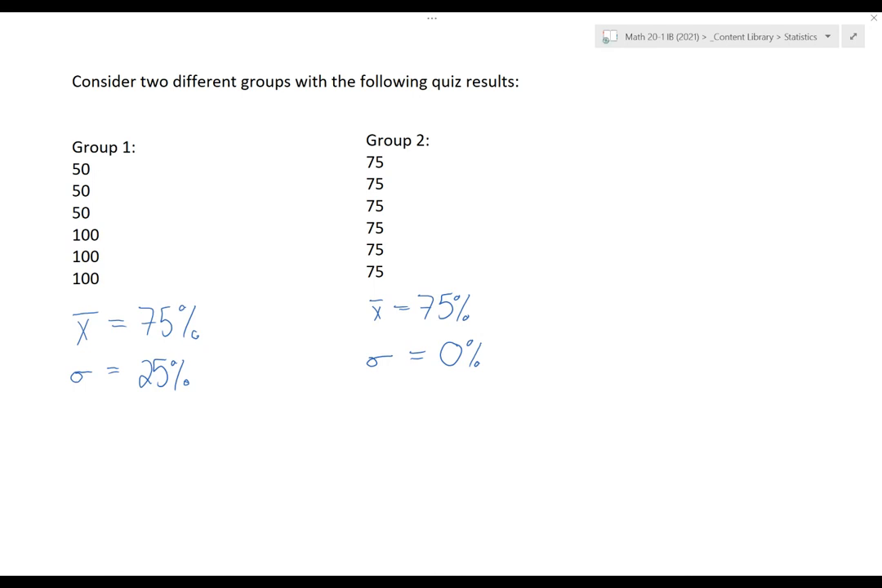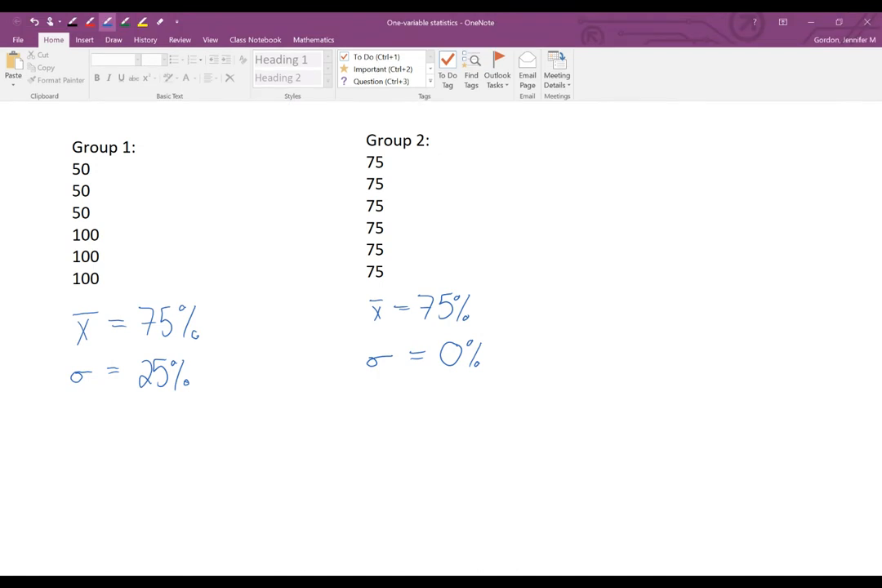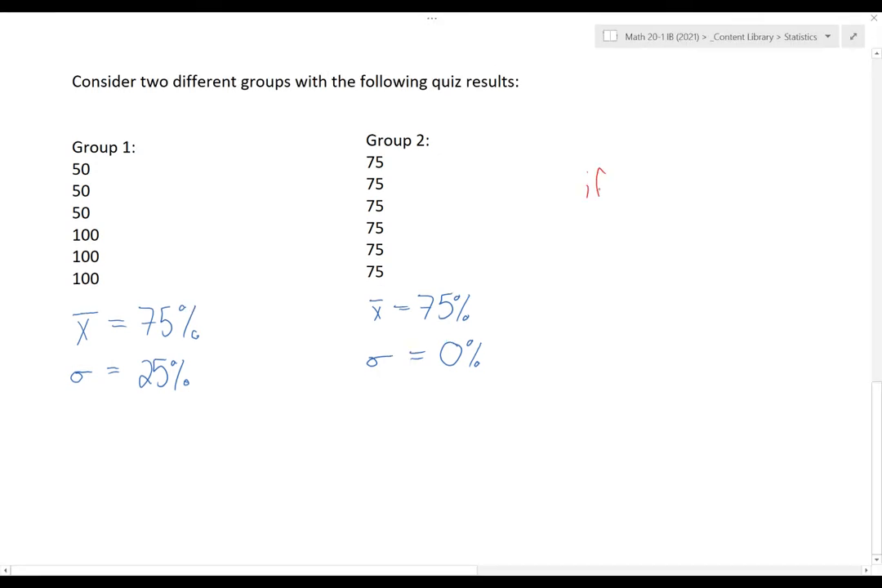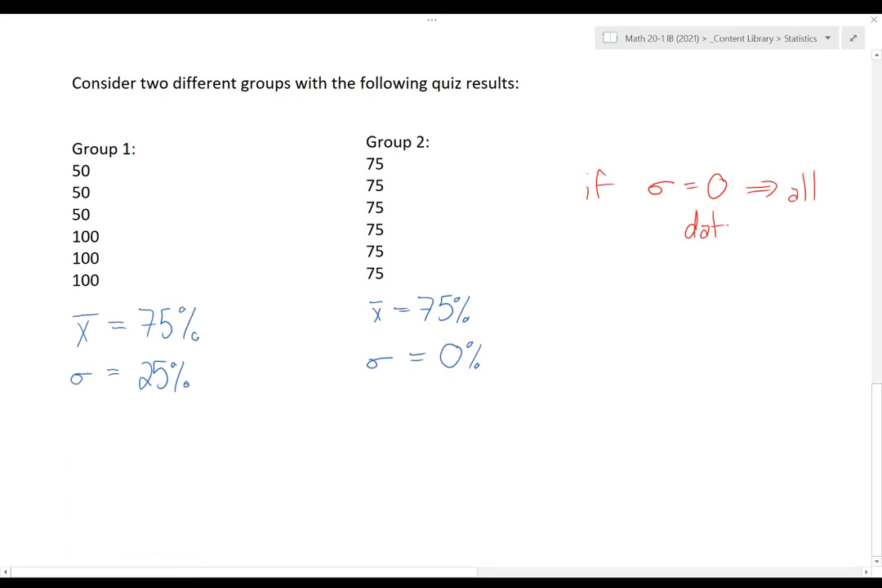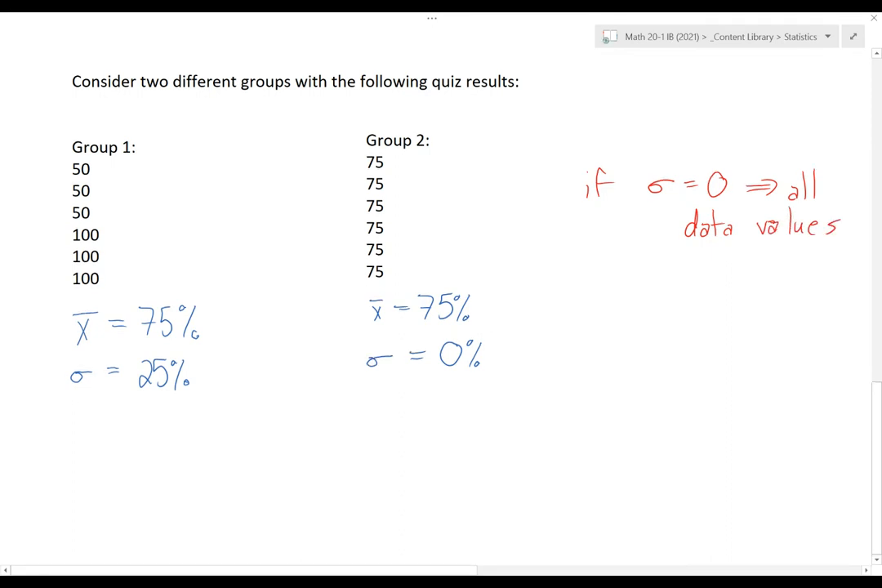In fact, in general, if the standard deviation is 0, what that means is all the data points are the same. All data values are just the mean, because there is no deviation. There's no difference between the mean and any of the actual values.